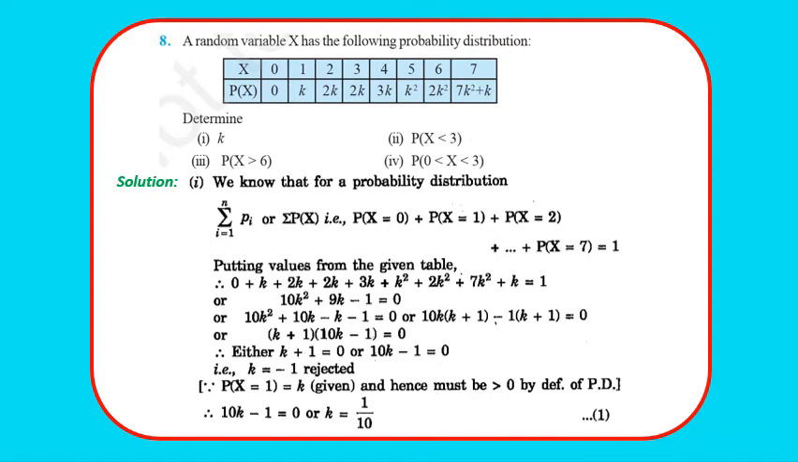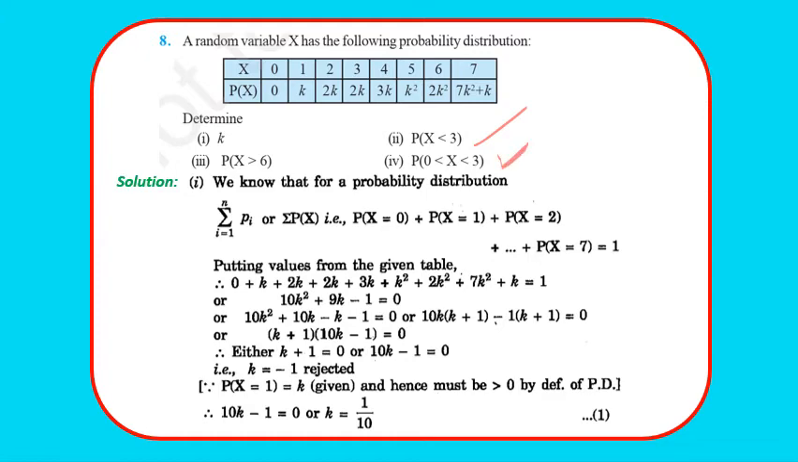Moving to question 8. A random variable X has the following distribution. The probability distribution is given. So we have to find the value of k, P(X < 3), P(X > 6), and P(0 < X < 3).